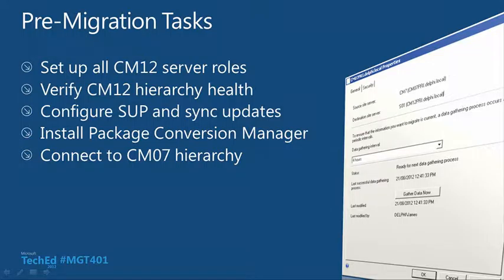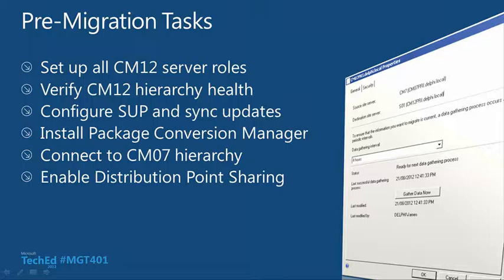And finally, enable distribution point sharing. You don't necessarily need to do this last task, but it's particularly useful if you have a site, say, where you only have one box and that's got a DP on it, and your 2007 and your migrated 2012 agents are both going to be grabbing applications, grabbing content from that DP.